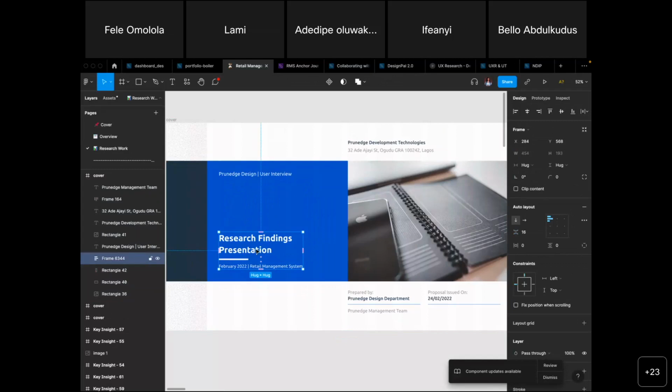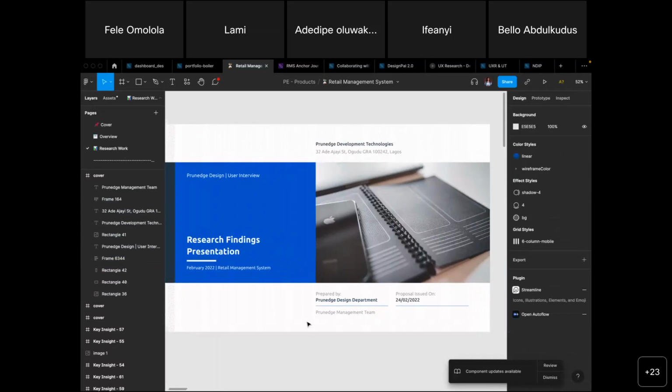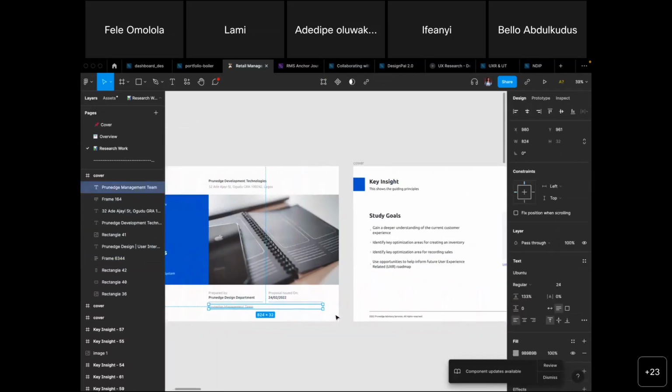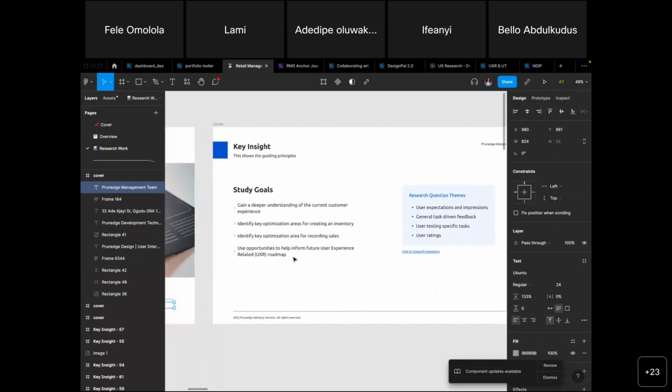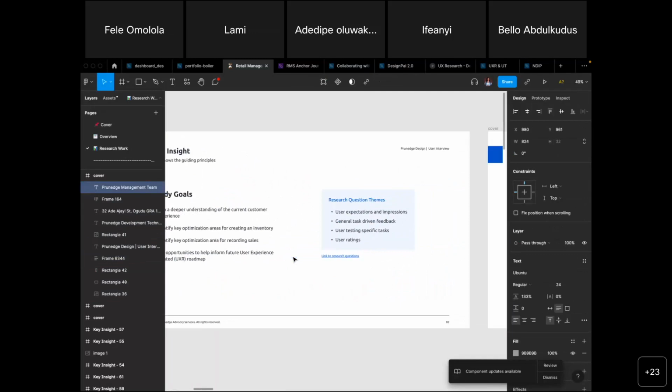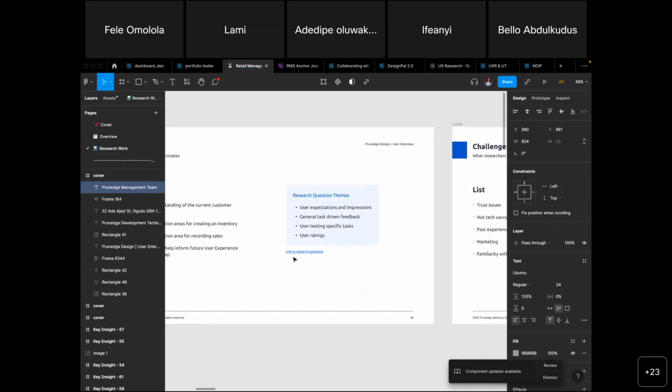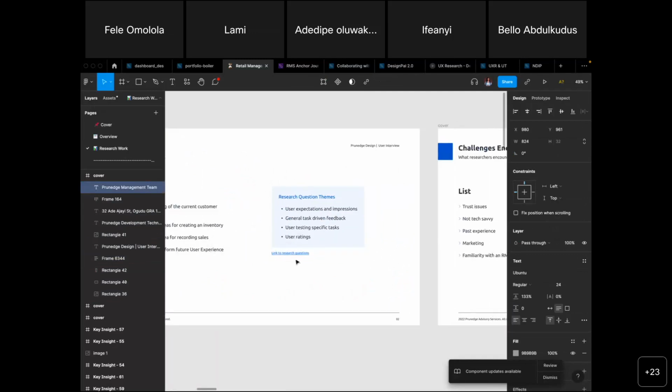So I just want to show you what a research findings is all about. I had to do this just to present to the stakeholders. Do you get? So I had to list out my goals, the goals that were taking place during the research. So this is the research question that I was talking about.